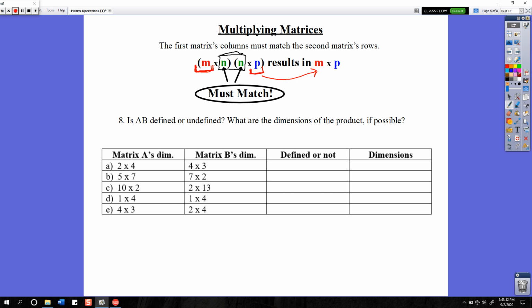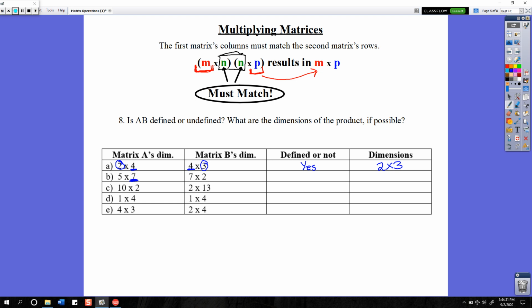So, looking at A, I have the dimensions of matrix A and the dimensions of matrix B, and it's asking, is the multiplication of those two matrices going to be defined or undefined? Meaning, can I multiply them or can I not multiply them? So, looking at matrix A's columns and matrix B's rows, those numbers are the same, which means, yes, it is defined, meaning I can multiply. And when I multiply, the dimensions that my answer is going to be, it's going to be a 2 by 3 matrix.